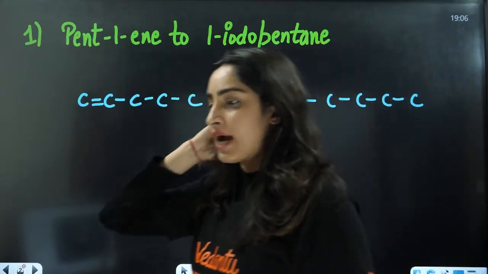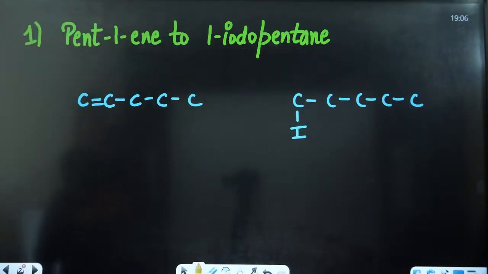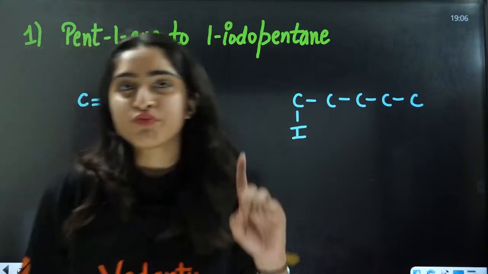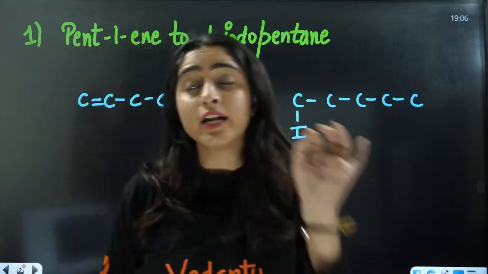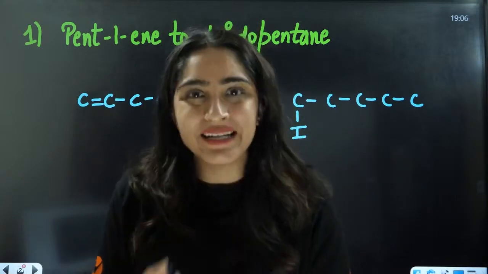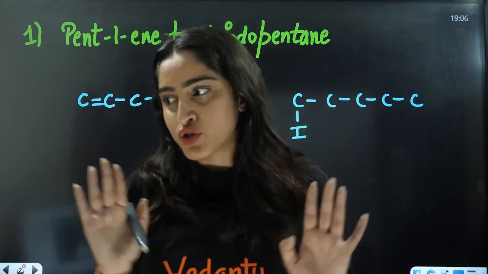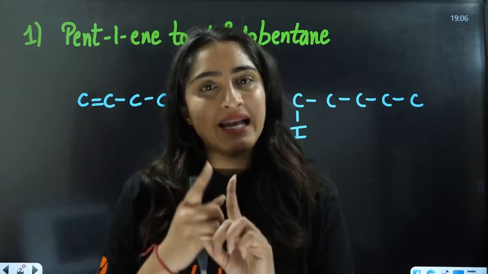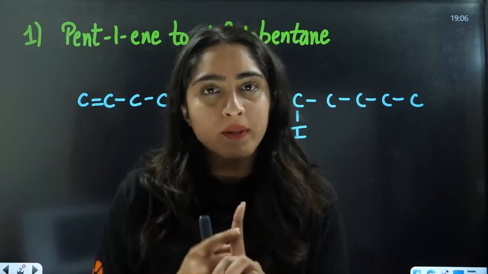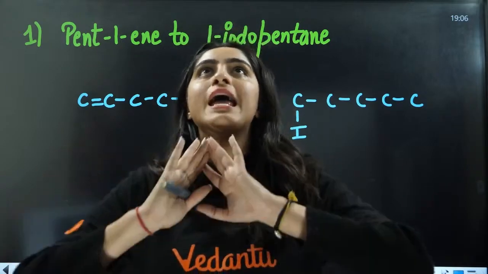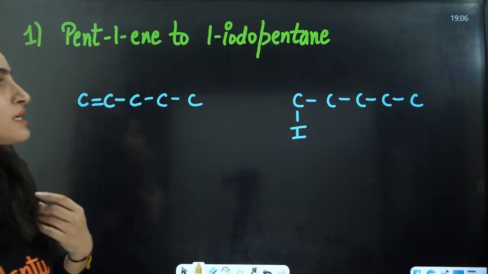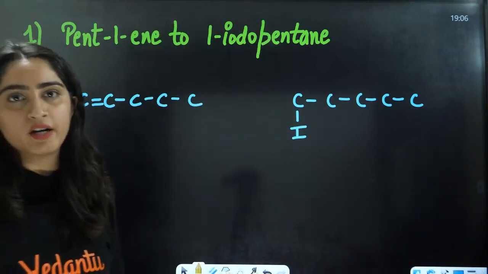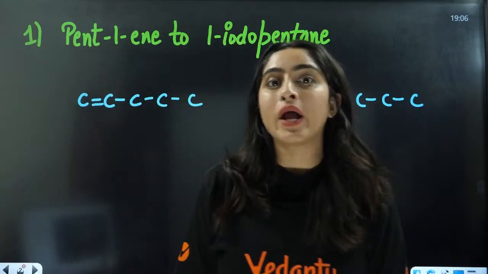Anybody in the chat box? How are we going to do that? This is for both 11th and 12th. If you are in 11th, it is for those students who have completed the 12th organic chemistry part. This is for 12th, this is for droppers, anyone who is preparing for any chemistry exam. Now everybody in the chat box, how are you going to convert this into an iodoalkane?